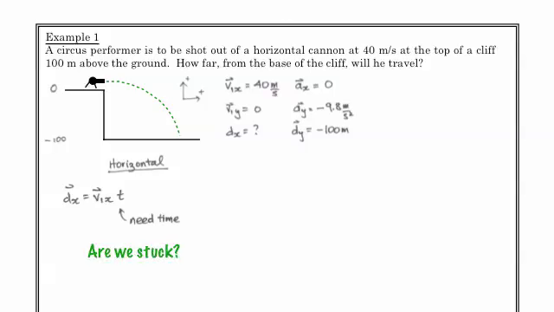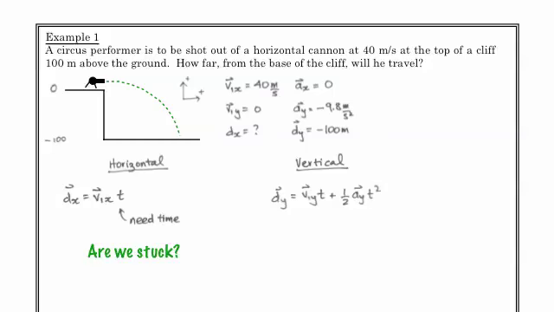Because we have one equation and we have 2 unknowns. And of course, what you should be saying is, no, we're not stuck. Of course we're not stuck, because what's the only variable that can show up in the x and it can show up in the y? It's time. So let's go and look at the vertical direction, because this is where we're going to find time.